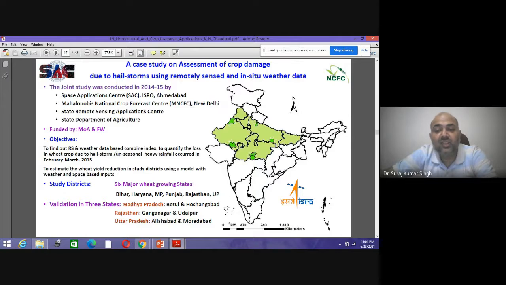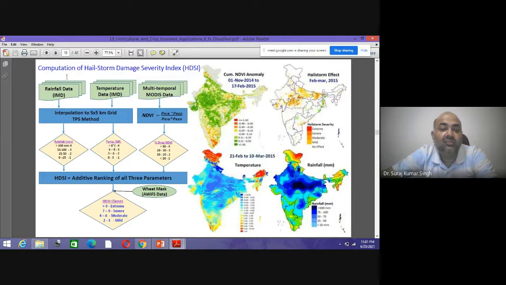So you can see the identified area, and then we computed the hailstorm damage severity index. So what does it do? It takes the rainfall data from IMD, temperature data from IMD, and multi-temporal MODIS data. Interpolation was made on a 5 by 5 kilometer grid, and using the MODIS data we calculated the NDVI using NIR minus R divided by NIR plus R. Then, using interpolation, we classified that into four categories. For rainfall, the area with more than 100 mm was given weight 4, 40 to 100 weight 3, 25 to 50 weight 2, and 0 to 25 weight 1.